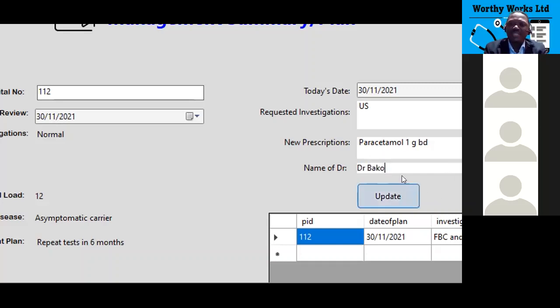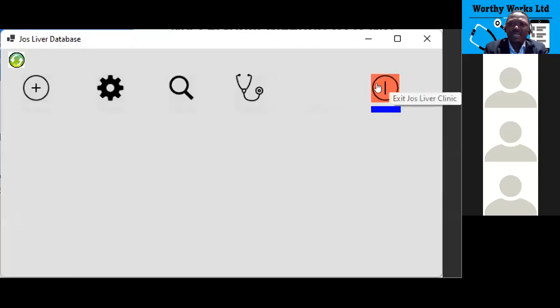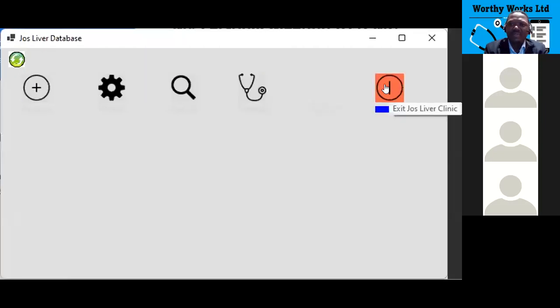Okay? And of course, we've set information on that patient. So all we do now is to update. And it's successfully updated. How do we get that information again? We put 112. And we can see that the previous thing was nothing, but now paracetamol has appeared there. Okay. And then you exit the database. Brilliant. Now, that is the summary of the JOS liver database.